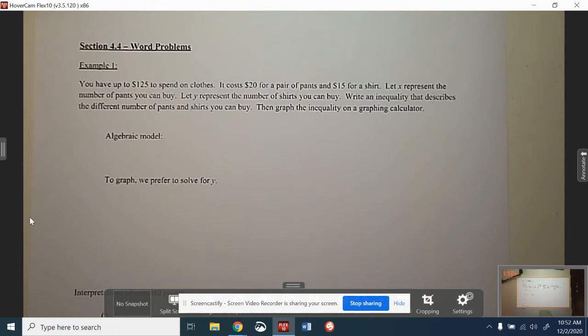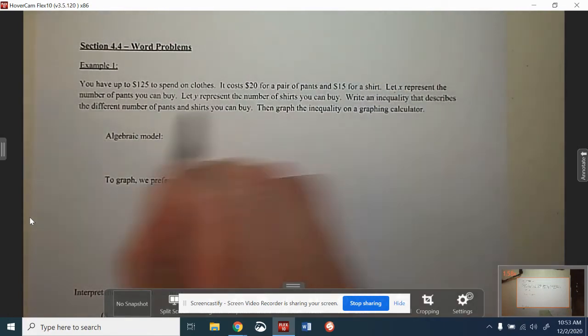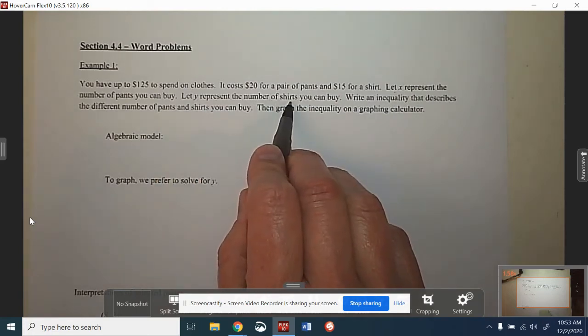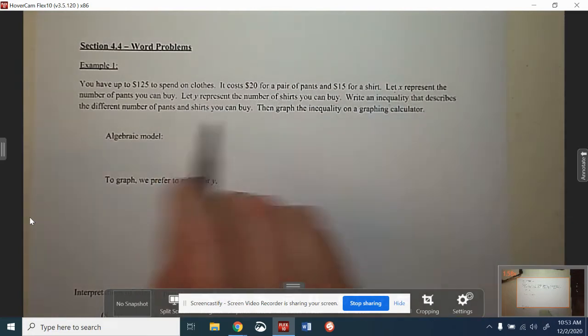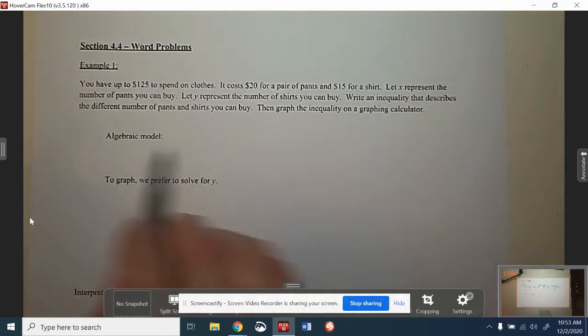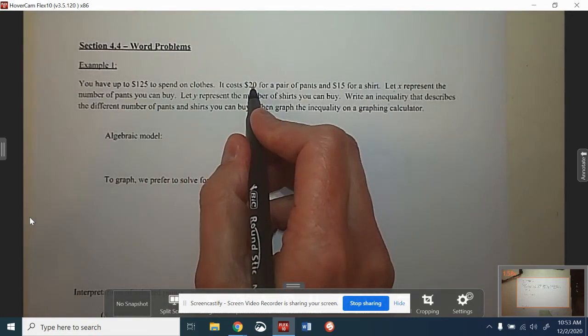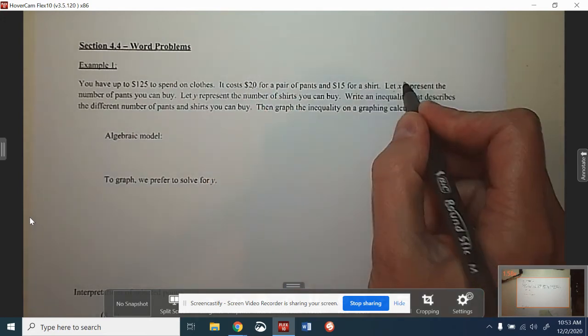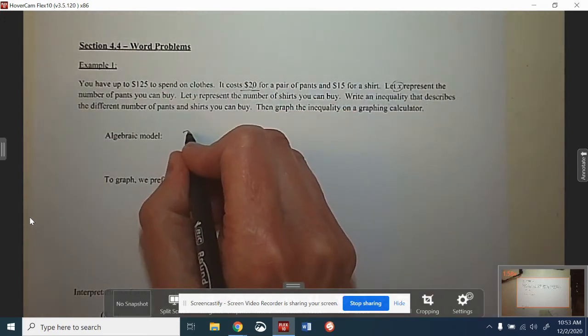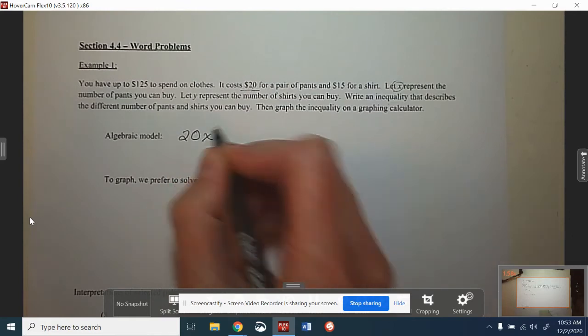So we have up to $125 to spend on clothes, and pants are $20 each and shirts are $15 each. We're told to use x as the number of pants and y as the number of shirts. We want to write an inequality to determine how much we can buy. An algebraic model is just the equation, or in this case, an inequality using x's and y's and any numbers and operations. So we have $20 per pair of pants, and x represents the pants.